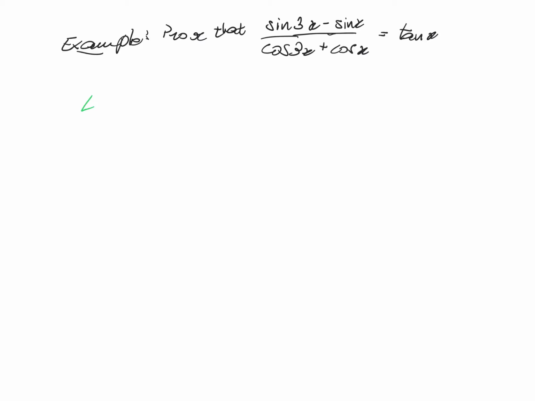You just take the left hand side and you can immediately apply the formulas. Sine of 3x minus sine x is a subtraction of two sines, divided by cosine of 3x plus cosine x, which is a sum of two cosines. So we apply the formulas. The upper one is equal to sine x. The lower one is equal to cosine x. And so the total is tangent of x.